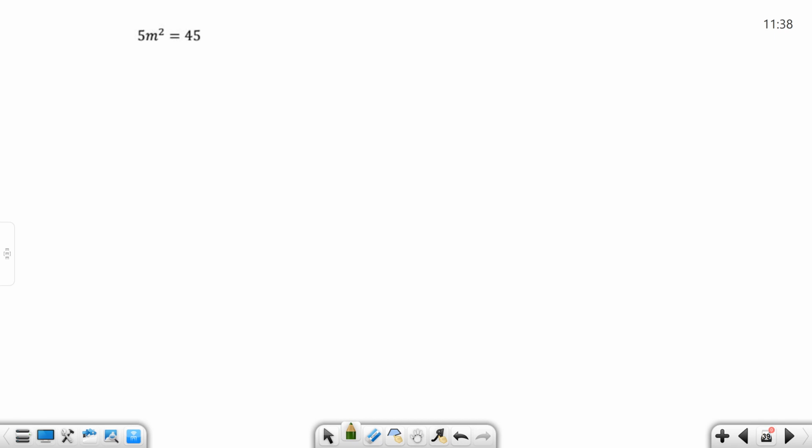So 5m squared equals 45. Do I have something squared equals a number? This is where you've got to be careful. The 5 is not squared, so you need to get rid of that coefficient first. So I need to divide both sides by 5, and if I do that, m squared equals 9. Now I'm ready to apply the square root property, because now I have something squared equals a number. m equals plus or minus the square root of 9, which again, you could skip that part. m equals plus or minus 3. You could go straight to 3, is what I'm saying.